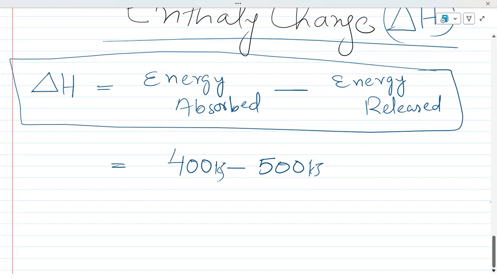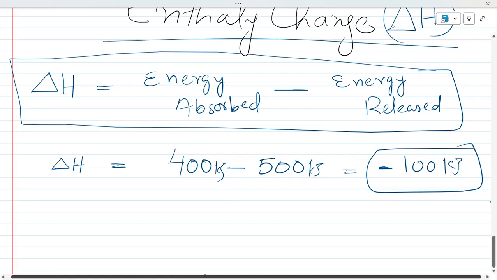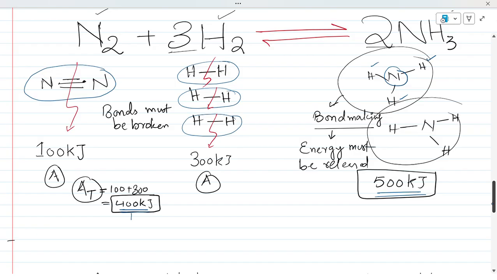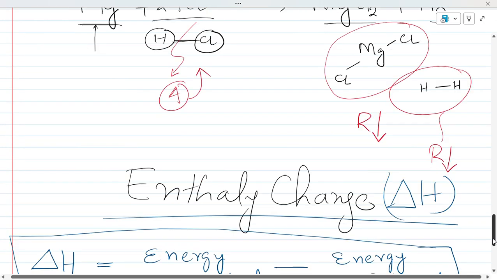Normally the values are in kilojoules per mole. We have already calculated for the number of moles, so we are using just kilojoules. 400 kilojoules minus 500 kilojoules. So the answer will be minus 100 kilojoules per mole. So this is the minus sign. What does it mean? The minus sign means that more energy is released to the surroundings and less energy is absorbed: 400 kilojoules of energy is absorbed and 500 kilojoules of energy is released.